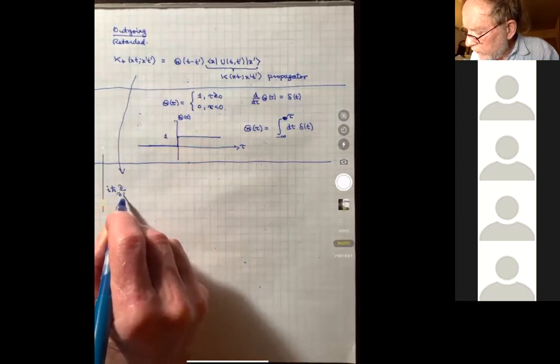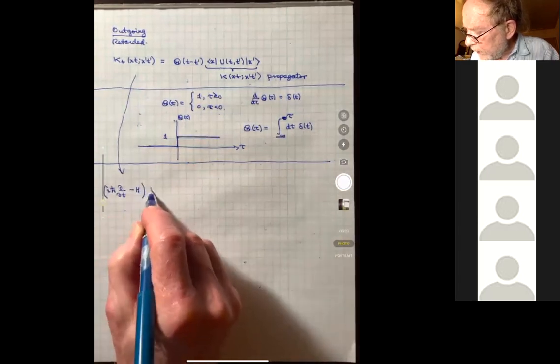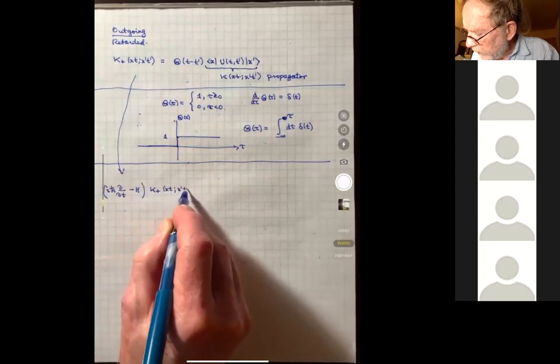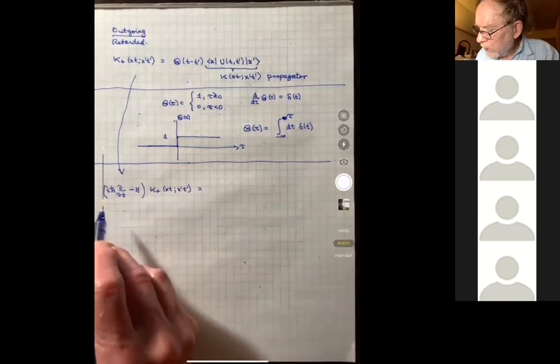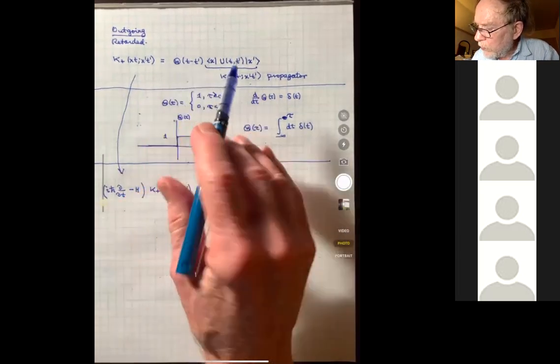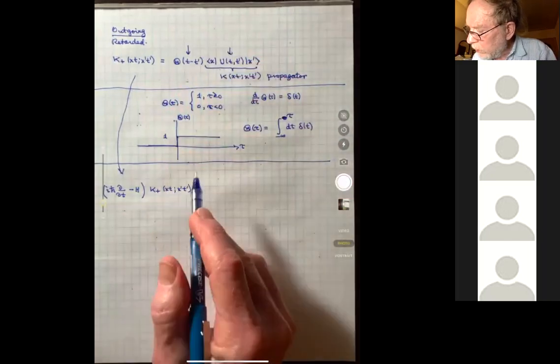So for that purpose, we need to apply i h bar d/dt minus H acting on K plus of x and t, x prime and t prime, like so. What does this give? So let's look at the i h bar d/dt first. This is going to act by the chain rule. There's two time dependencies. There's one there and there's one there. So we're going to get two terms by the chain rule.